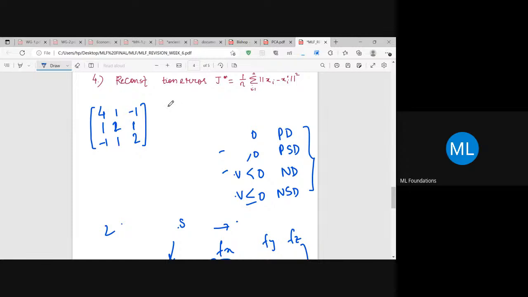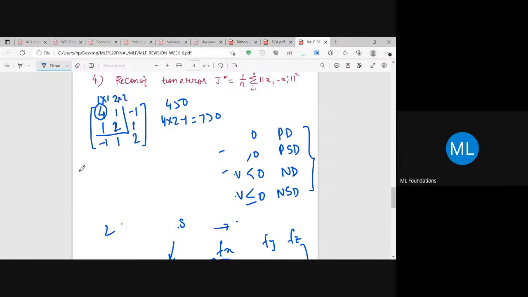That will take time. So the better method here is, you can see this 4 is positive. That means the 1 cross 1 is positive; 4 is greater than 0. Then the 2 cross 2 matrix, that is 4 into 2 minus 1, that is 7, is greater than 0.